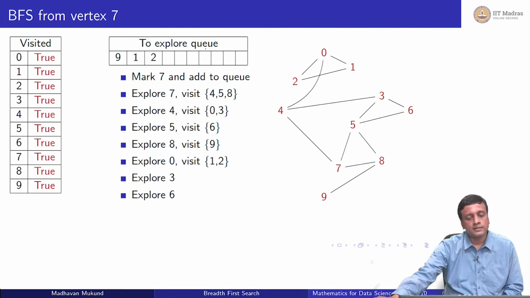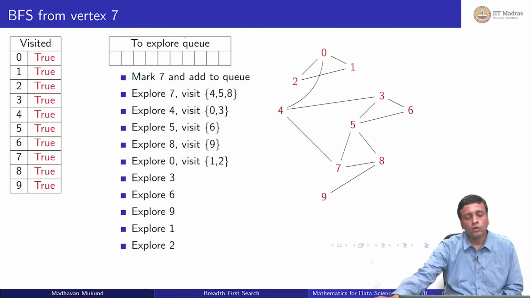Next, we explore 6. Similarly, all the neighbors of 6 have already been explored. So exploration of 6 only removes 6 from the queue, does not add anything to the queue, doesn't mark anything new. Similarly, we explore 9, again nothing new. Explore 1, again nothing new. Explore 2, again nothing new. And now the queue is empty. I have run out of work to do.